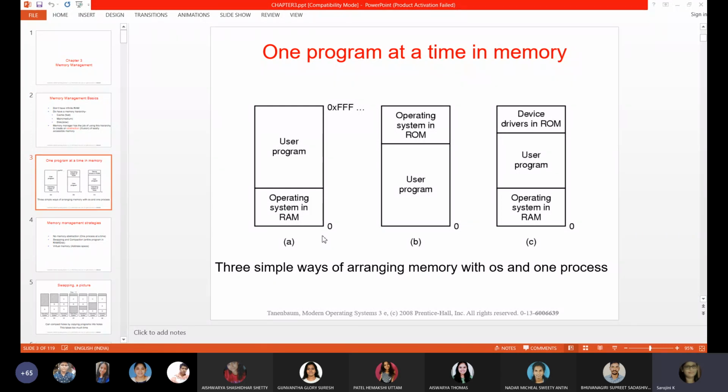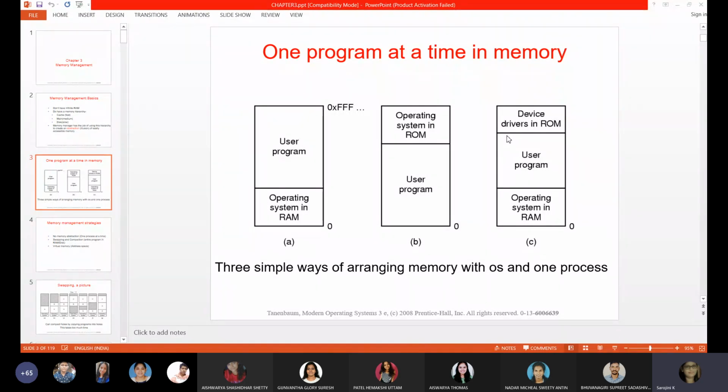Three simple ways of arranging memory with the OS and one process. If only one process is there, the operating system is actually not needed, when only one process is executed at a time. Here three simple ways are given, but there are many ways to arrange the operating system and a single process in a uniprocessing system. Just simply, they have shown the three which are commonly used.